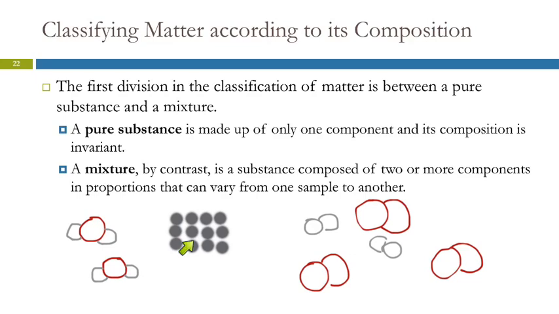With something like this, you can't change the composition. If I throw in more aluminum atoms, it's still just all aluminum atoms. They're all the same. I can't change the ratio of oxygen to hydrogen here because each of these molecules is the same. If I add more particles, they're going to be the same kind of particle, and it's still going to be two hydrogens for every one oxygen.